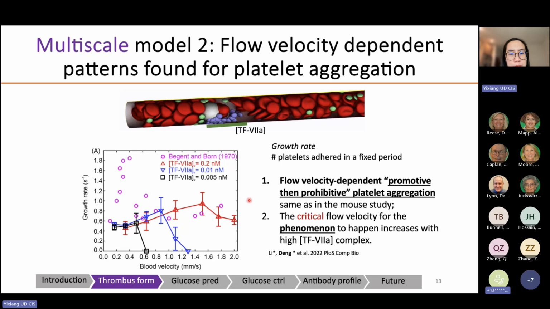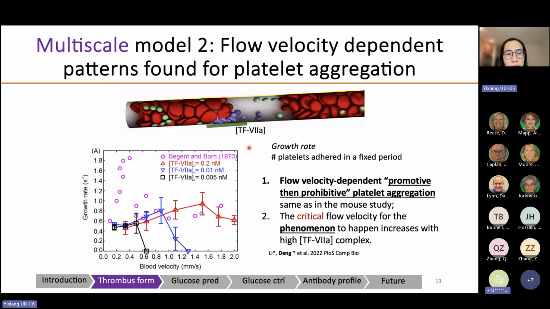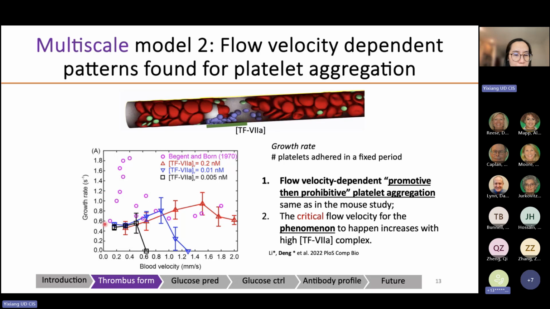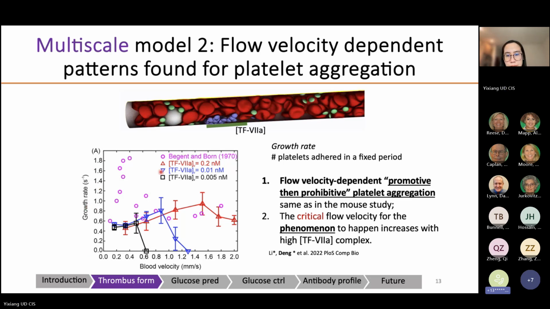We have observed very interesting patterns in terms of the growth rate at the thrombotic site. The growth rate we are interested in is the number of platelets adhering in a fixed time period. For example, from this graph, you can see the x-axis denotes blood velocity, and the y-axis denotes the growth rate of the platelets at the thrombotic site.